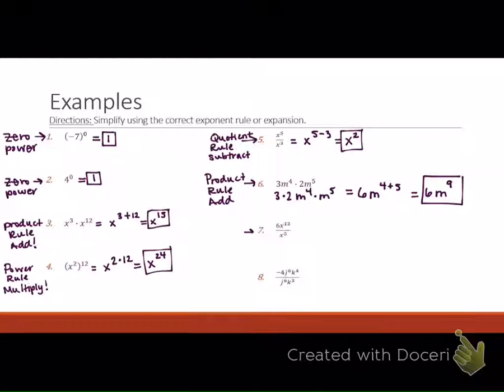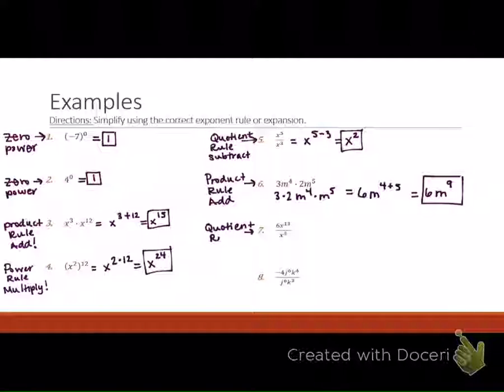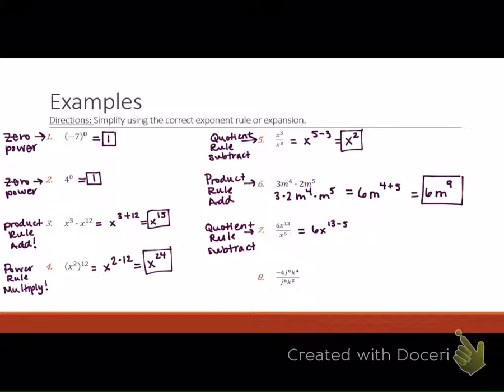Alexis, what rule are we going to use for number 7? Quotient rule. Good. And what do you do with the quotient rule? You subtract. Is there anything you need to do with that 6? No, because there's nothing to divide it by. So what do we have to do with x to the 13th divided by x to the 5th? And what do you get when you do 13 minus 5? You're good. Yep.